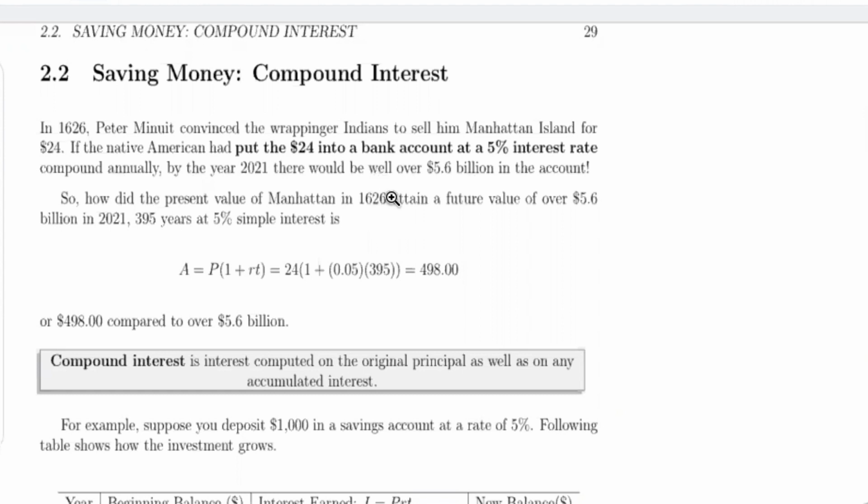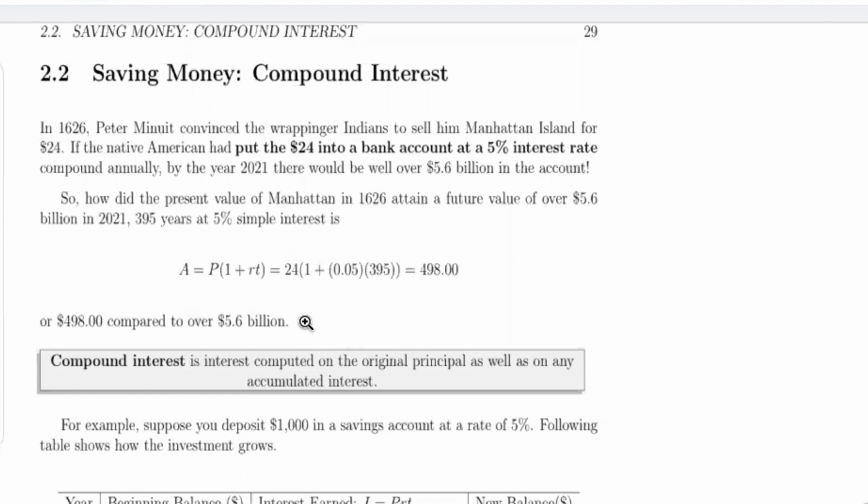So let's understand this scenario here, and I want to compare this scenario to compound interest. Let's read this paragraph from here to here. Who can read this for us? Let's see. Kaylee, do you mind reading this for us?